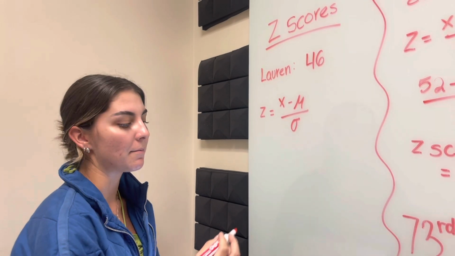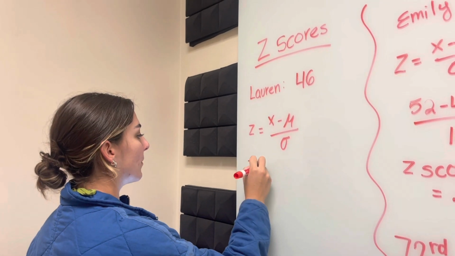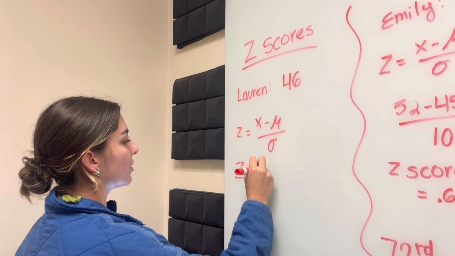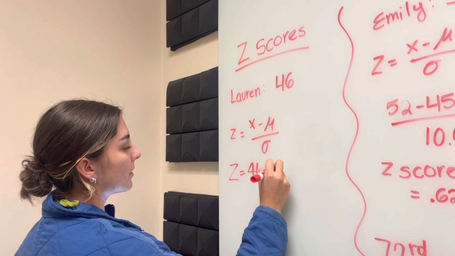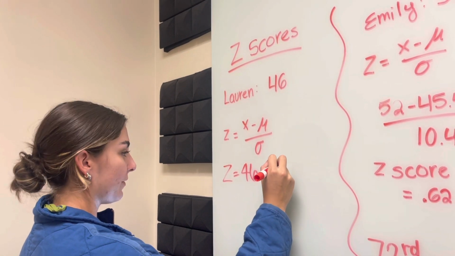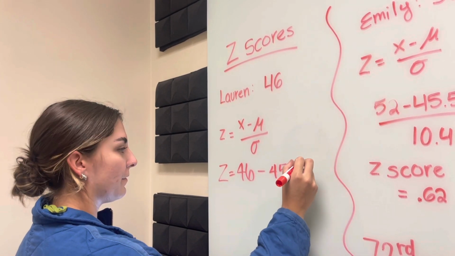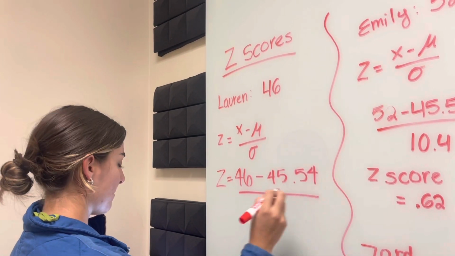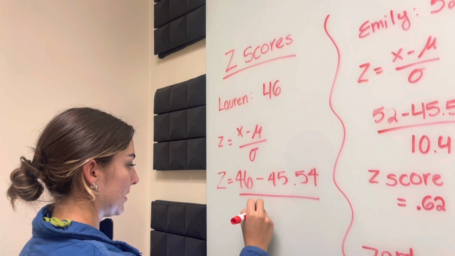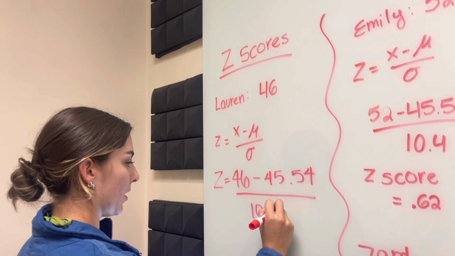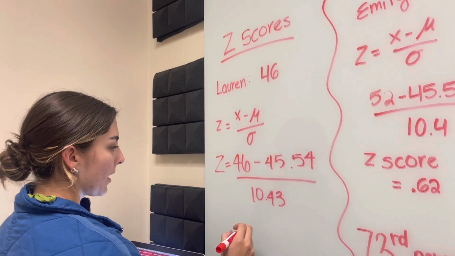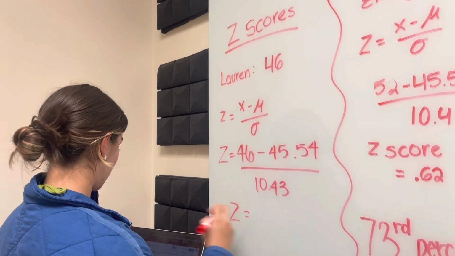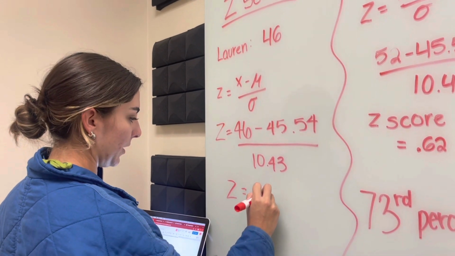So I'm going to calculate my z-score. I'm going to start with my data point, which is 46, subtract the mean, which is 45.54. I'm going to divide all of that by our standard deviation, which is 10.43. And when I divide that, my z-score is 0.04.